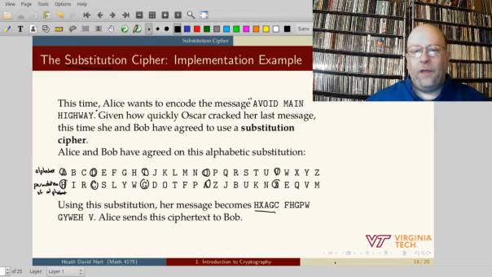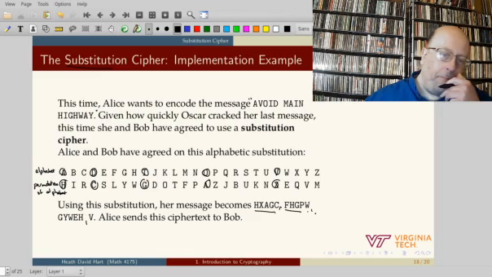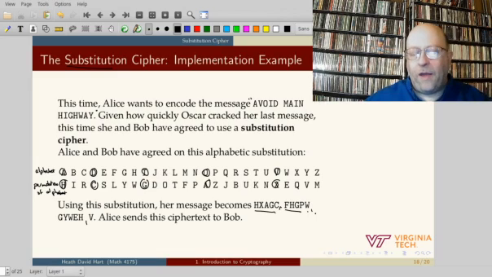And then main becomes FHGP, and then highway becomes WGYWEHV. And again, we're just putting arbitrary spaces so that we can look at this message in chunks of 5 letters, but we are not giving information about the size of the words by doing this, where this is now an arbitrary spacing. Alice sends this message to Bob.